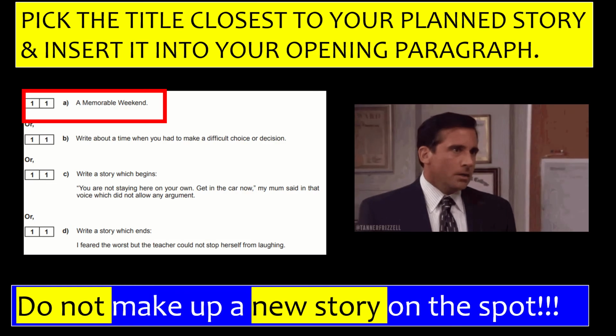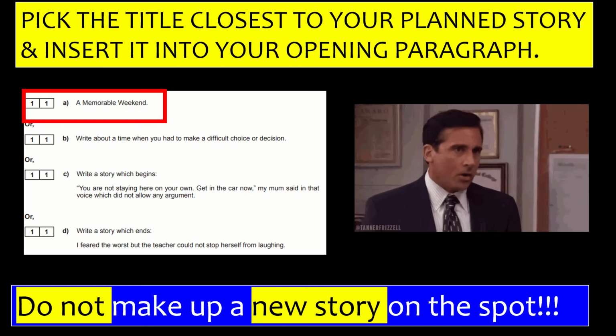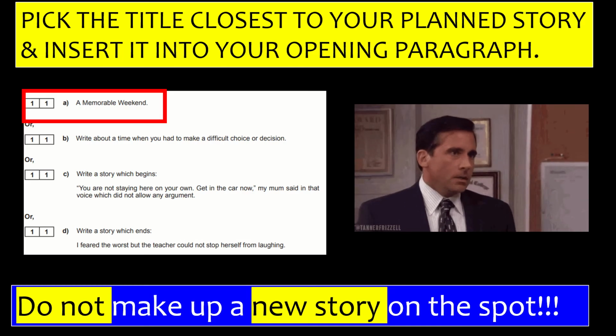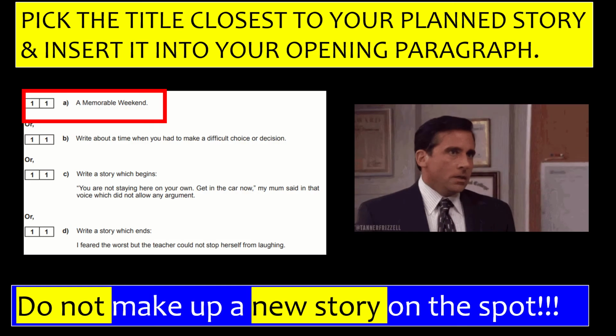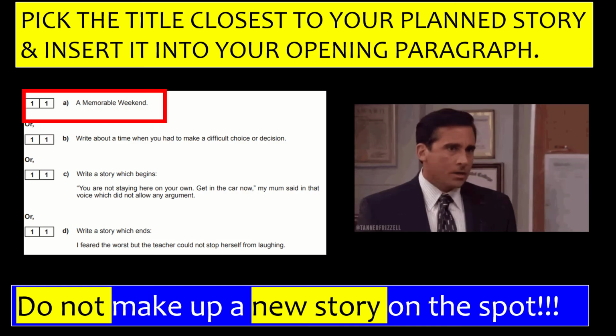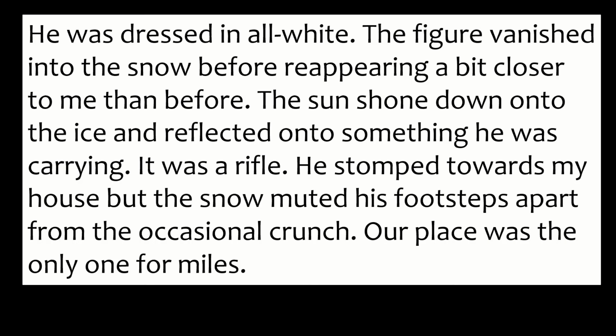But say if I drafted a story about bungee jumping, let's say if I did a story about the intruder, and there was nothing on here about the four titles about an intruder, you just pick the closest one and put it in your opening paragraph. Do not make a new one up. So this is my story about intruder. It's got nothing to do with a wedding, but that's the title I have to pick.